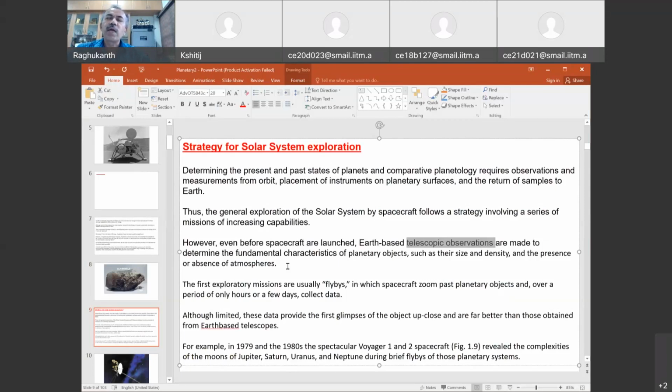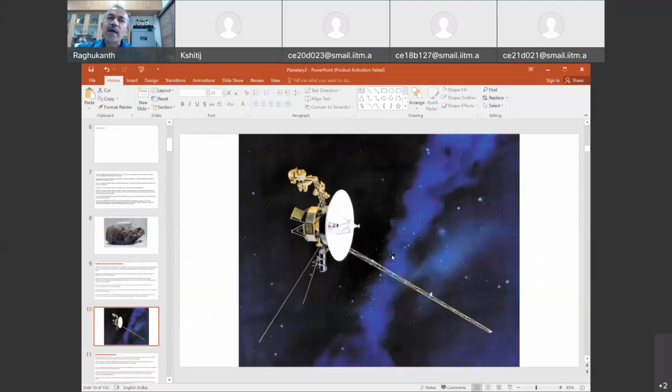Now, once this has been done and we get some kind of idea, the next thing is what we call flybys. Flyby means we just send a spacecraft that passes by the planet itself, like our Voyager. I already mentioned Voyager 1 and 2 were flyby missions. They did not go and orbit Jupiter, they are not orbiters. While going out of the solar system, they passed very close to Jupiter, Saturn, moons and others, took pictures and sent them back. This is what they call flybys.